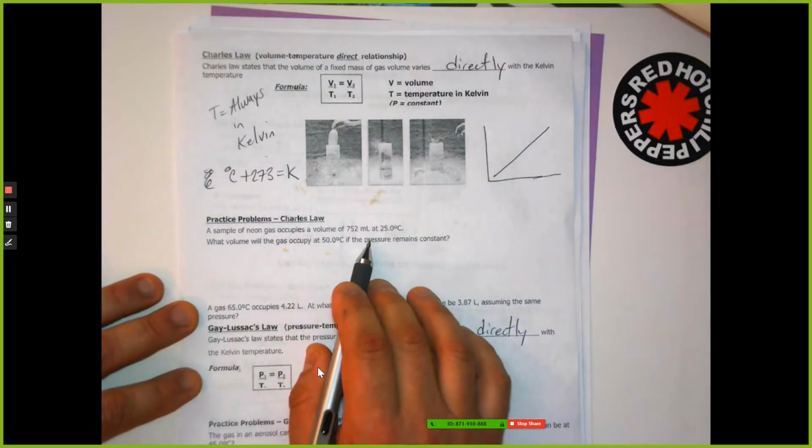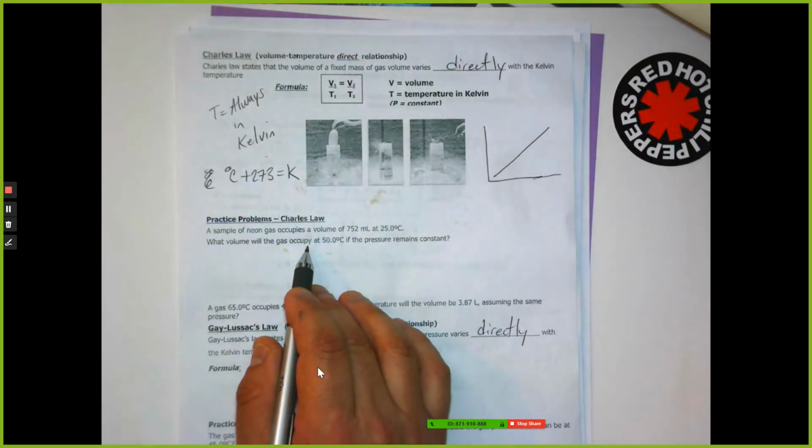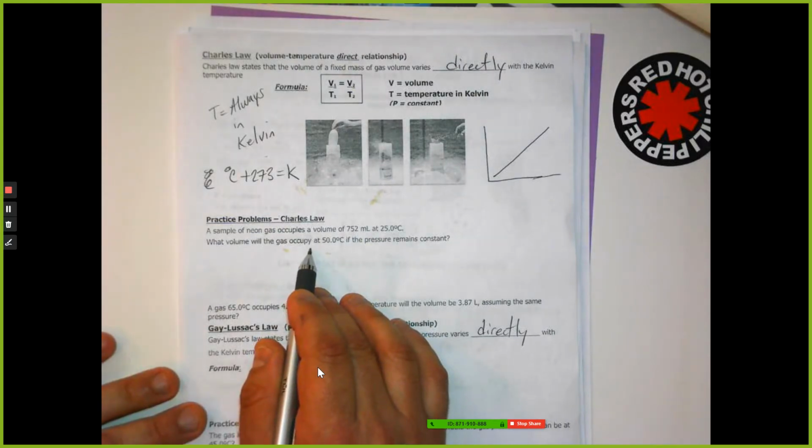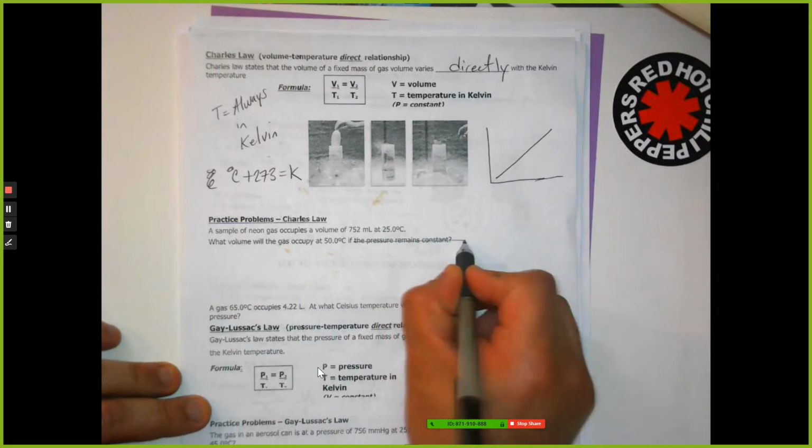And they give you a practice problem here. So it says Charles' Law, a sample of neon gas occupies a volume of 752 milliliters at 25 degrees Celsius. What volume will the gas occupy at 50 degrees Celsius if the pressure remains constant? So pressure, again, is constant on this.